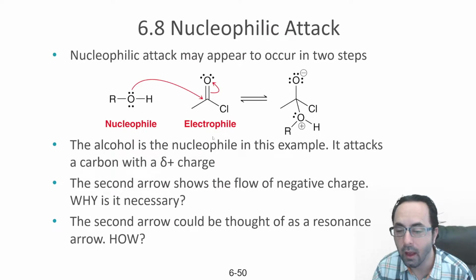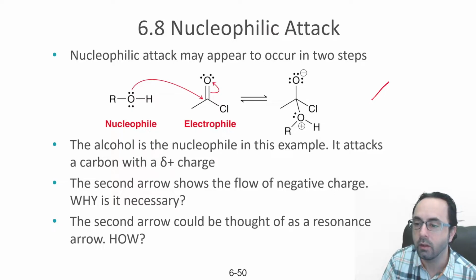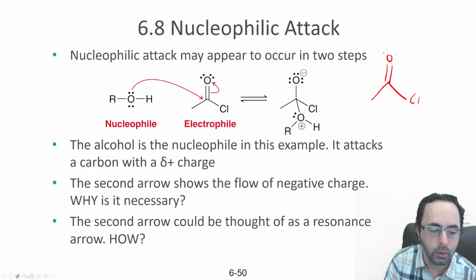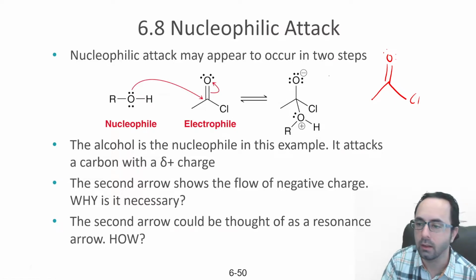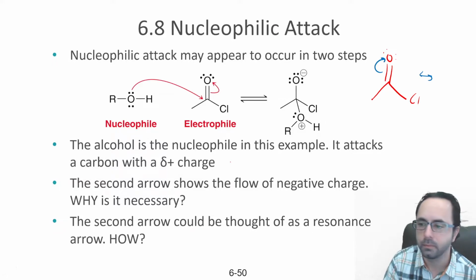So nucleophilic attack can appear to occur in two steps. This is particularly true when there's a resonance type situation. You guys know from our old resonance days in previous chapters, chapter 2 in particular, we would identify this and say, oh, this is a pi bond between two atoms of differing electronegativity. So we'd say, okay, well, these electrons go up here, and this is a resonance structure. This guy right here.